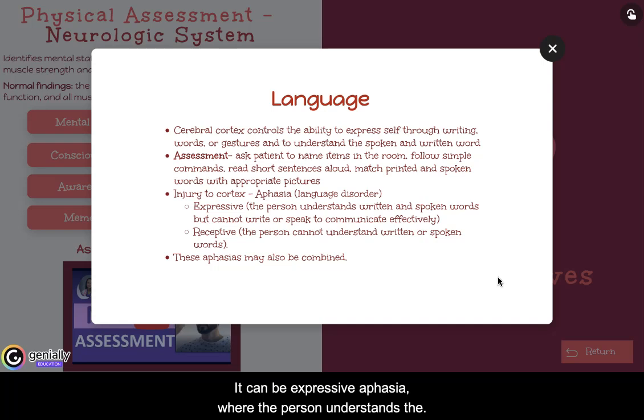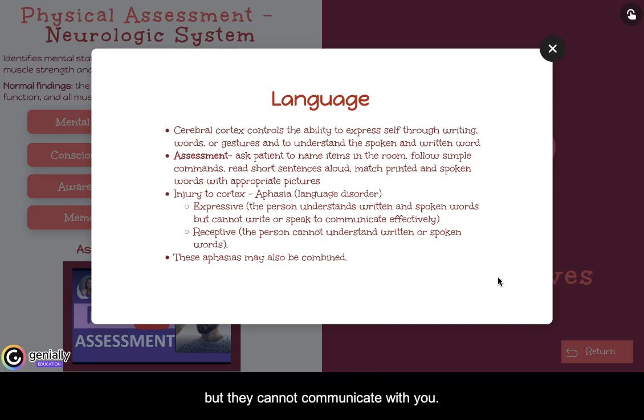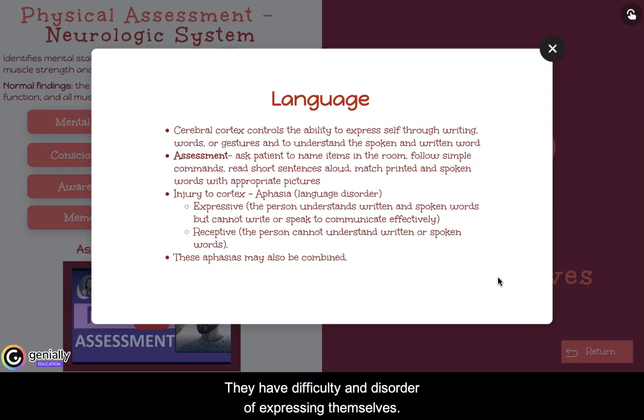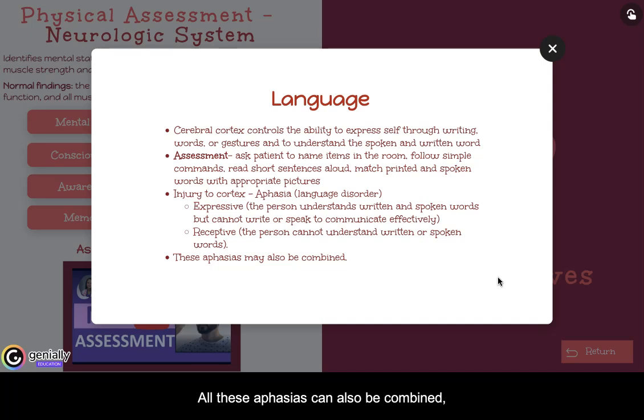It can be expressive aphasia, where the person understands the written and spoken words but cannot write or speak to communicate effectively. Like they understand the written word, or if you talk to them, they understand, but they cannot communicate with you. That's expressive aphasia. They have difficulty and disorder of expressing themselves. Then we have receptive aphasia. This is where a person cannot understand written or spoken words at all, either. So they cannot express or understand it. So this is receptive. These aphasias can also be combined.